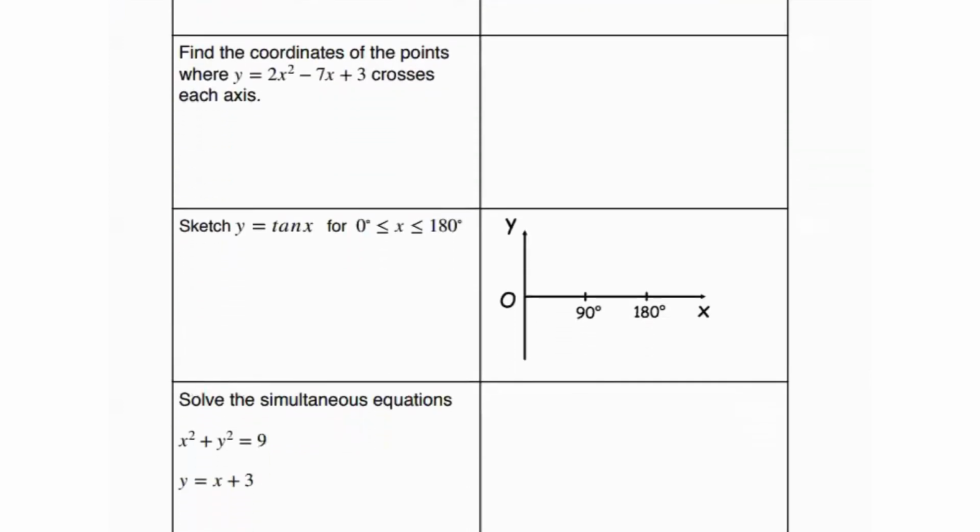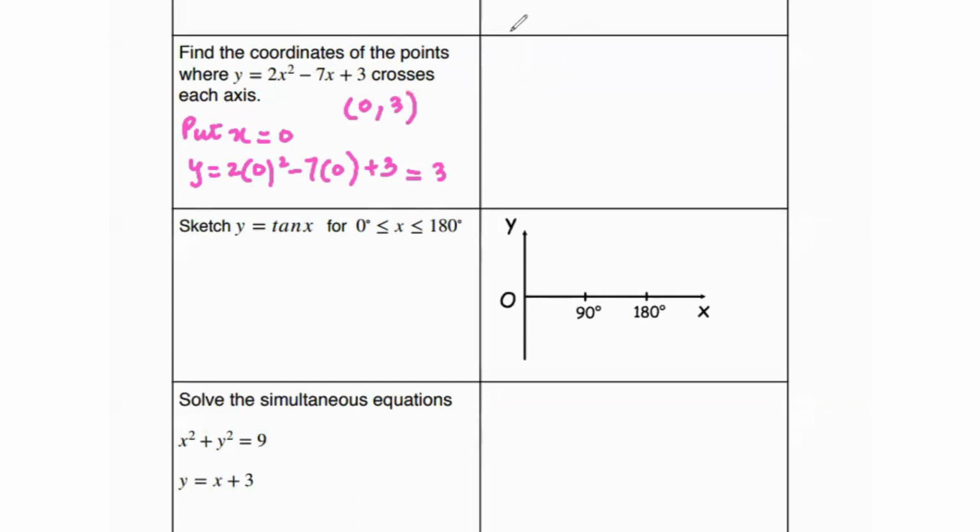Find the coordinates of the points where y equals 2x squared minus 7x plus 3. So let's start with finding the y coordinates. For the y coordinates, I'm going to put x equals 0. So that's going to be y equals 2 times 0 squared minus 7 times 0 plus 3, which is going to give us 3. So our y-intercept is going to be (0, 3).